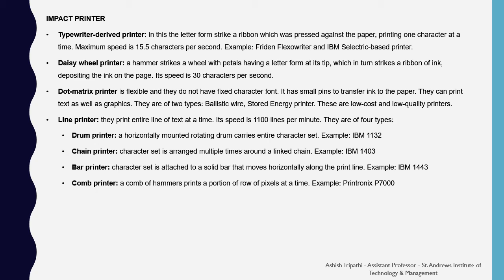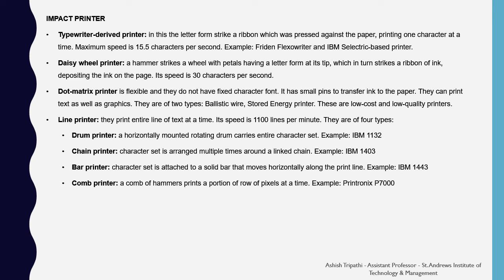The first impact printer is the typewriter derived printer. In this, the letter form strikes a ribbon which is pressed against the paper, printing one character at a time. Maximum speed is 15.5 characters per second. Example: Friden Flexowriter and IBM Selectric based printer. Daisy wheel printer: a hammer strikes a wheel with petals having a letter form at its tip, which in turn strikes a ribbon of ink, depositing the ink on the page. Its speed is 30 characters per second.